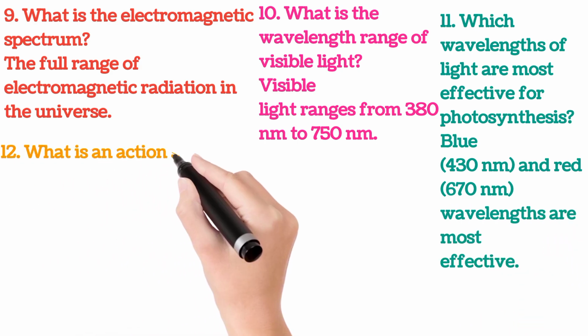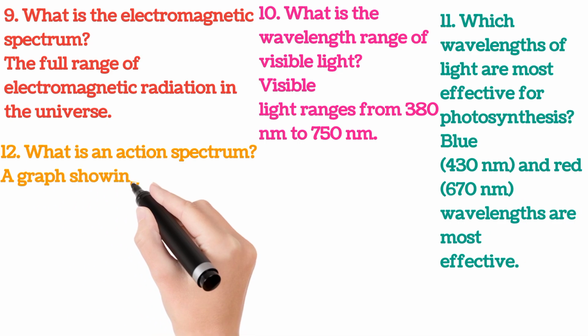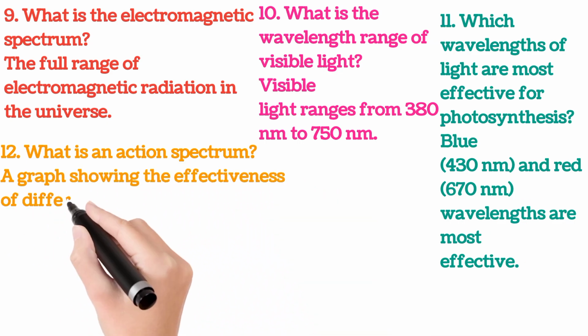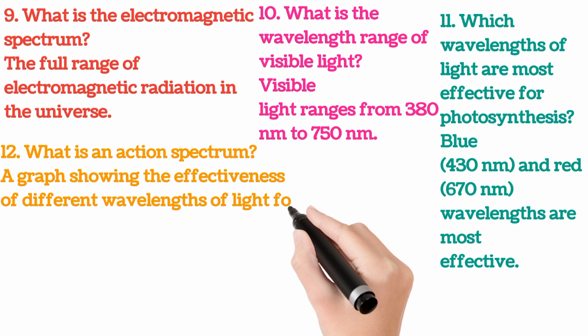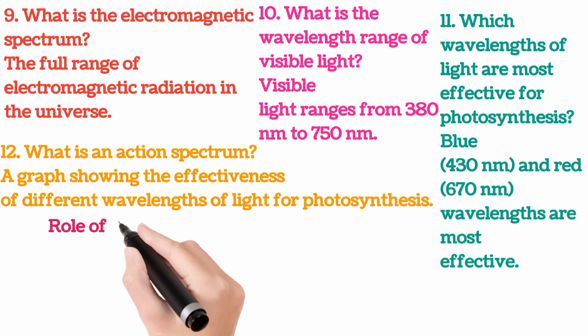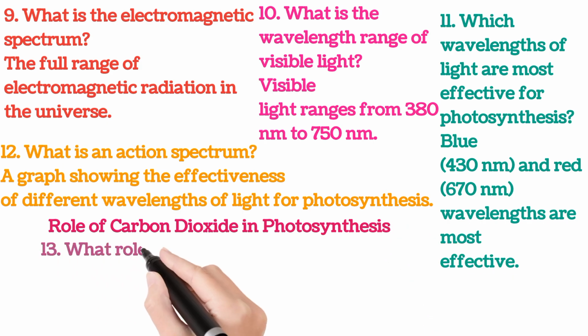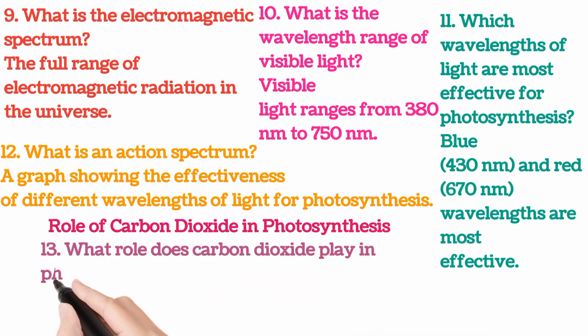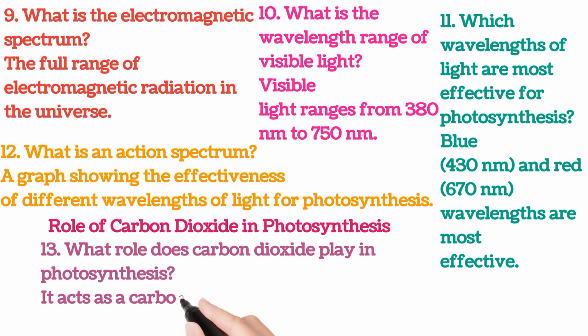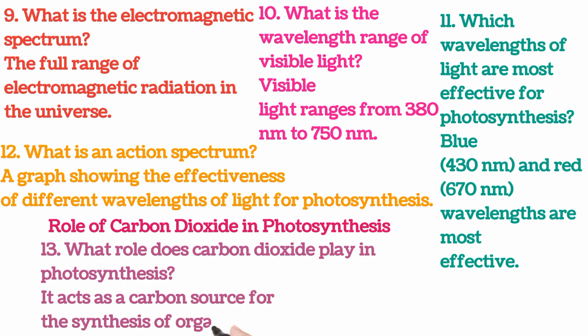12. What is an action spectrum? A graph showing the effectiveness of different wavelengths of light for photosynthesis. Role of carbon dioxide in photosynthesis. 13. What role does carbon dioxide play in photosynthesis? It acts as a carbon source for the synthesis of organic compounds.